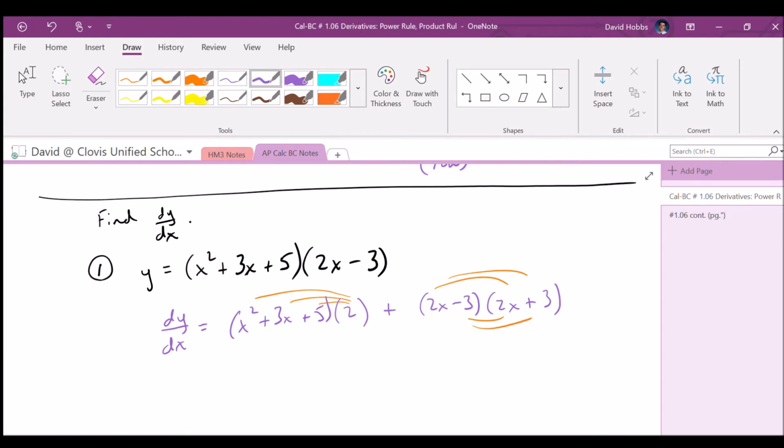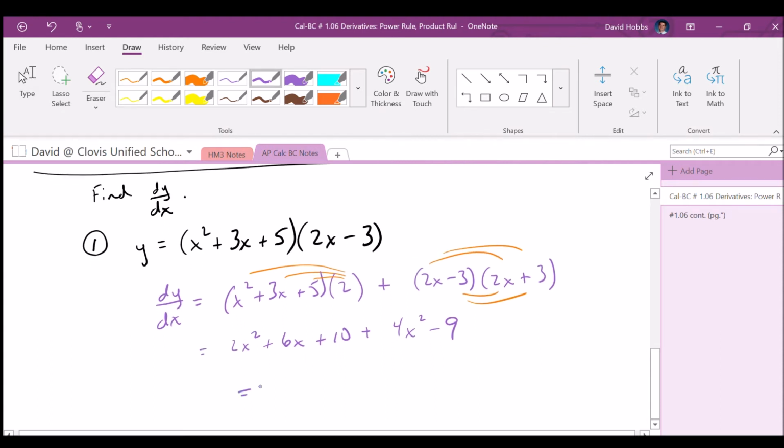And so we do get 2x squared plus 6x plus 10 plus, okay, guess what? That's difference of squares over here on the right, isn't it? So we know that that's going to be 4x squared. The middle terms are going to eliminate, and then minus 9. And then if we combine like terms, we get 6x squared plus 6x plus 1.